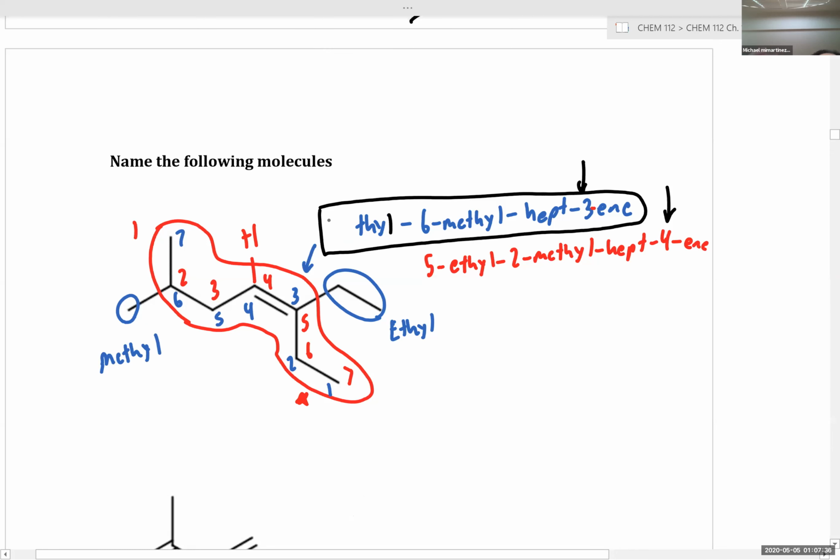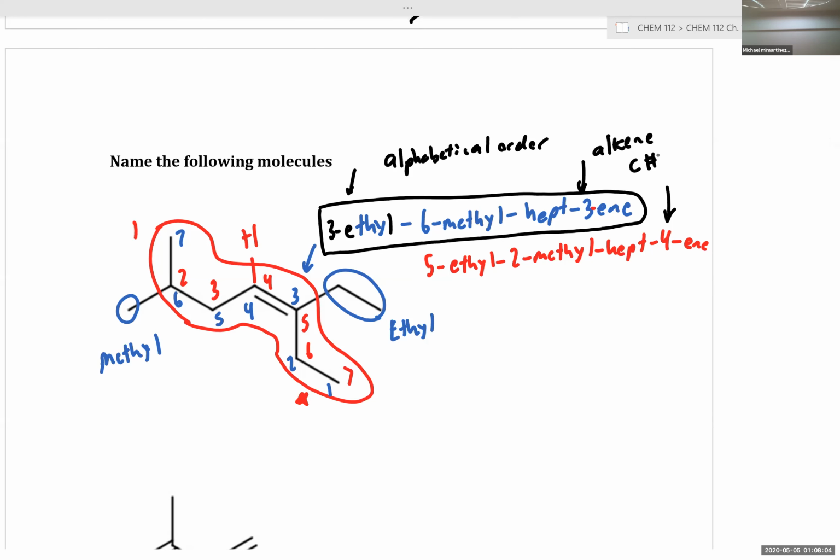Let me just add the dashes here. Remember, why do we have ethyl in front? We go in alphabetical order. So the beautiful and the fun thing about this kind of naming example is that your substituent numbers do not matter as much as your alkene carbon number. The alkene is the higher priority substituent in terms of naming.